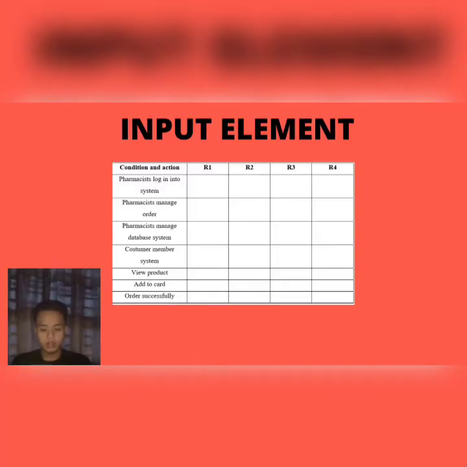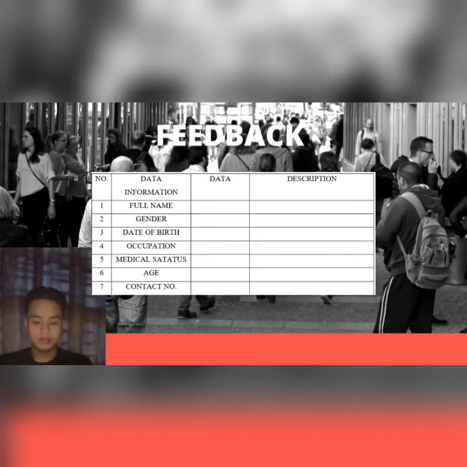Next, I will continue about the input element of the system. It has store data to record condition and action data. Among the types of data that are recorded, pharmacy such as pharmacists log into system, pharmacy manage order, pharmacy manage data system, customer and member system, view product, add to cart and order successful. It helps data to storage matter. Next is a table related to feedback from the user in order to be able to record user data.